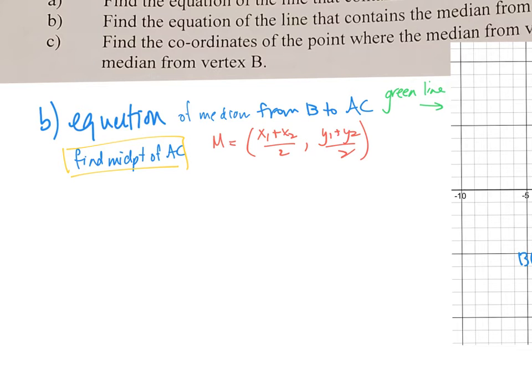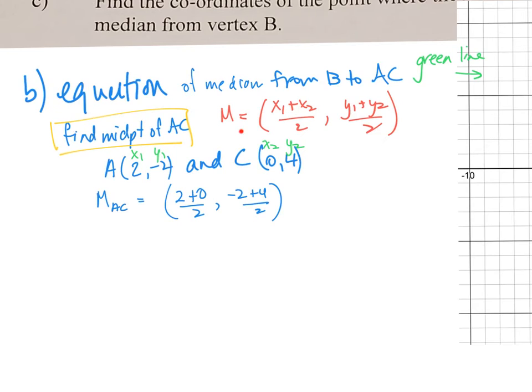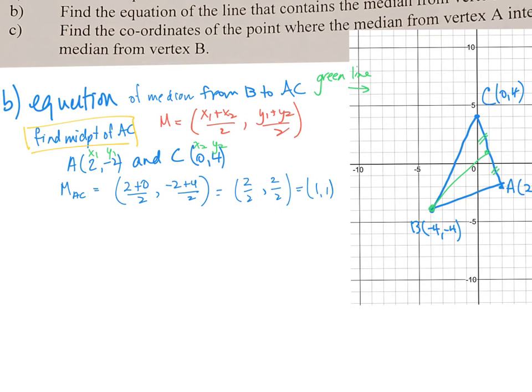For question B, we have to find the equation of the line of the median from B to AC. And the green line is on the graph, which we'll see in a moment. So we need to find the midpoint of AC using this formula. Let's label A x1, y1, and C x2, y2, and then use the formula to find the midpoint. Using the formula, I found the midpoint to be (1, 1). And you can look at it from B to AC, the midpoint of AC, it does look like it's (1, 1).